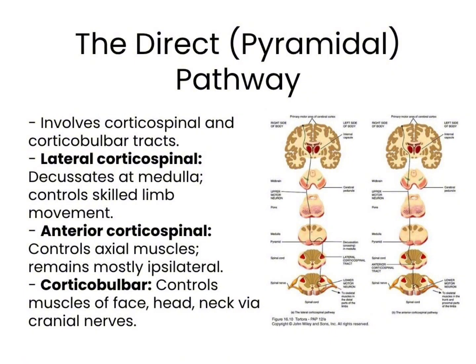Most corticospinal fibers decussate at the medullary pyramids, forming the lateral corticospinal tract, which controls fine, skilled movements of the limbs. The anterior corticospinal tract, which remains mostly ipsilateral until the spinal cord level, controls axial muscles. The corticobulbar tract targets cranial nerve nuclei and controls the muscles of the face, head, and neck. The direct pathway is all about precise, voluntary control of movement.